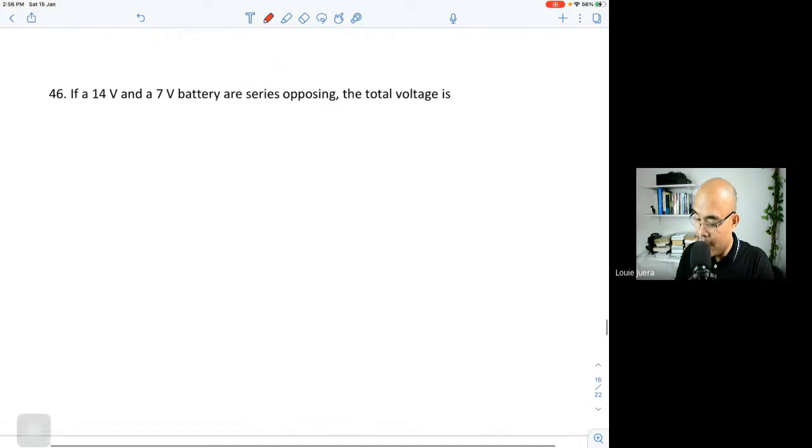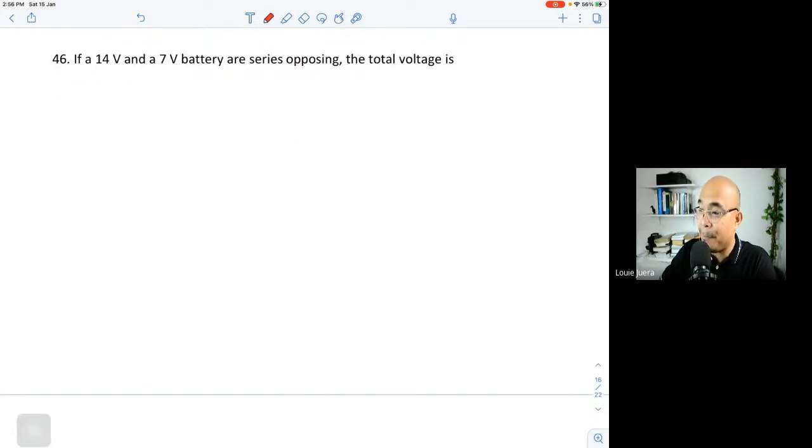Okay, that's good. Now, let's proceed with number 46 here. If 14 volts and 7 volts batteries are series opposing, the total voltage is? So on the previous lecture, we discussed that if it is aiding, you have to add the voltage. But in this particular case, since the voltages are opposing, it should be 14 volts minus the 7 volts. It should be 7 volts.